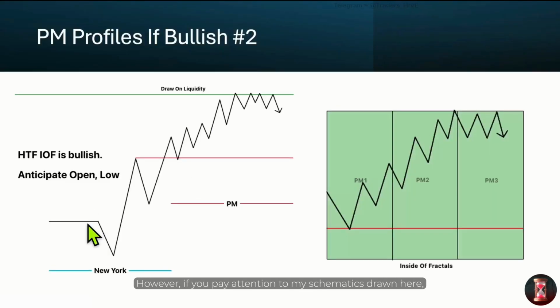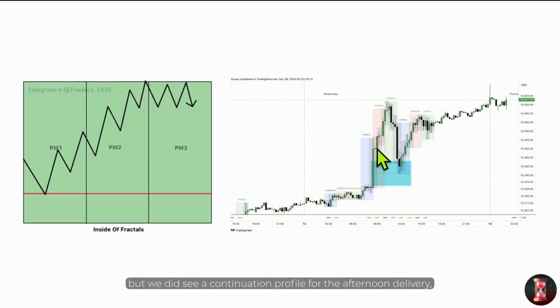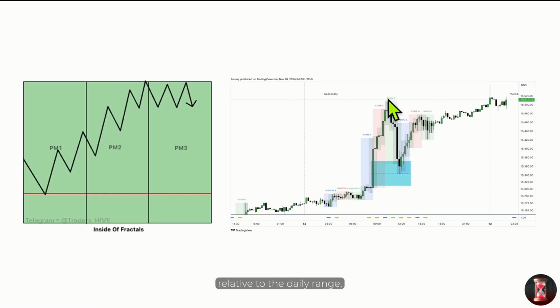However, if you pay attention to my schematic drawn here, for both the New York and the afternoon session, you can see that we did not see a continuation profile for the daily delivery, but we did see a continuation profile for the afternoon delivery. Meaning, during the afternoon session, you saw open, low, followed by repricing higher consistently. But notice that this wasn't taking place relative to the daily range, because the daily low and high formed here. This was the daily low, and this was the daily high.